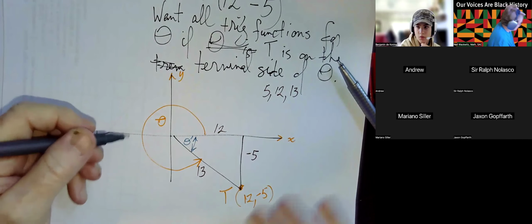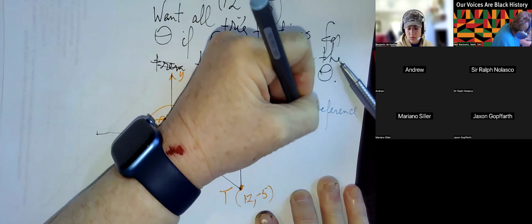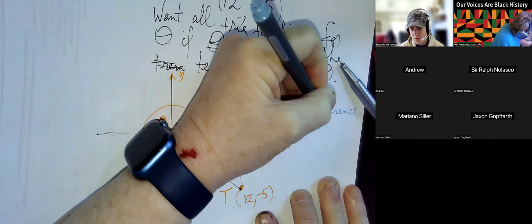So theta prime is the reference angle, which just means it's an acute angle that is related to theta. And now, can we write all of the trig functions of theta?